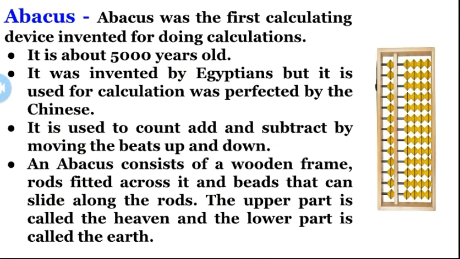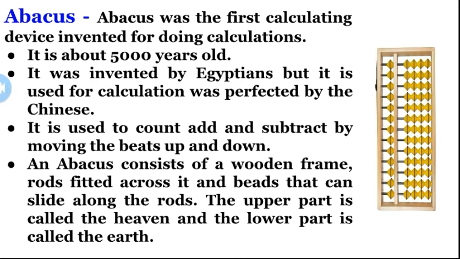Now students, our next topic is abacus. Abacus was the first calculating device invented for doing calculations. I think you all know about the abacus because nowadays also abacus is used by many people or students. It is about 5000 years old. It was invented by Egyptians, but its use for calculation was perfected by the Chinese. It is used to count, add and subtract by moving the beads up and down.